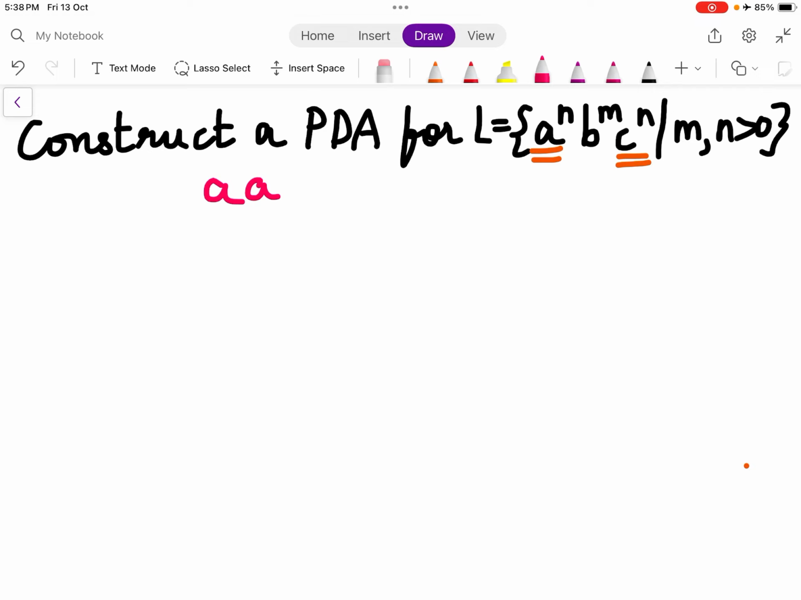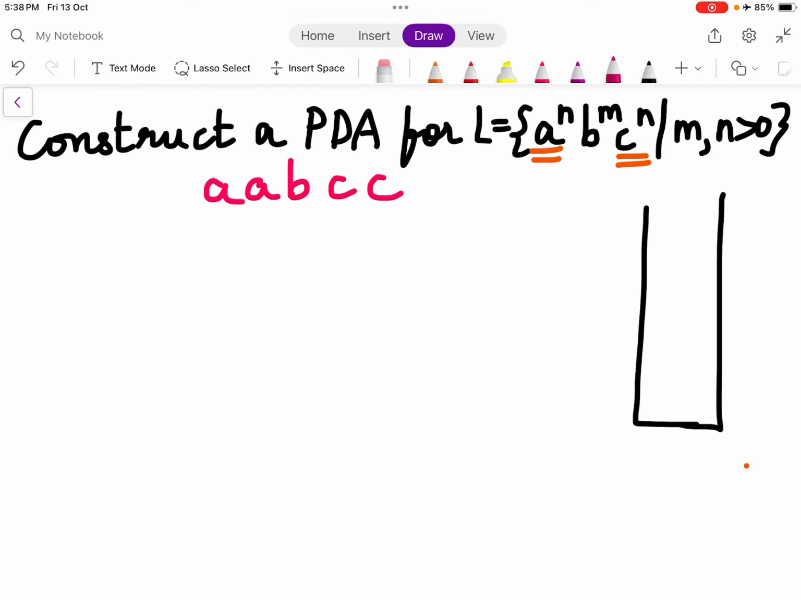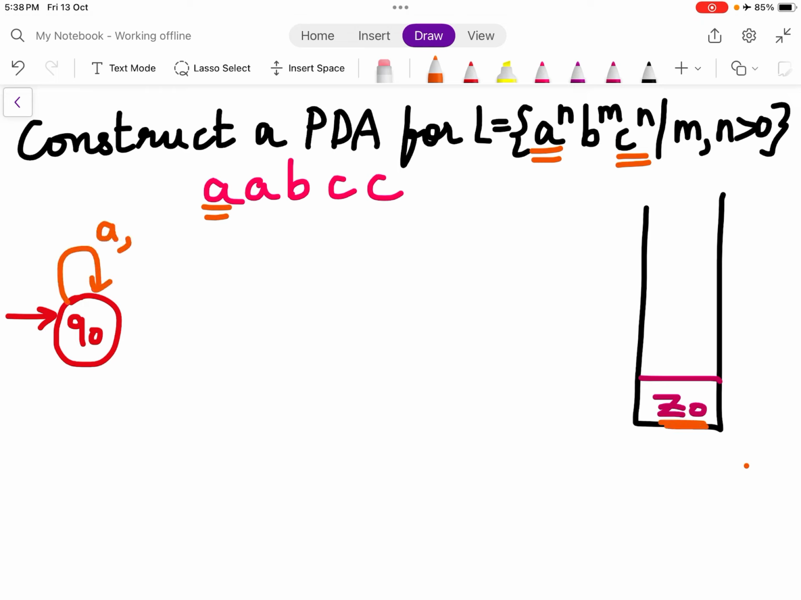A, B, C, C. This is your stack, and the first symbol is Z0. We will start with Q0. Now in the string you have an A, and on top of the stack you have a Z0. So A, comma, on top of the stack you have Z0. You will assume that temporarily the Z0 has been removed outside, and now you will push A and Z0 inside the stack together. So this will become A Z0.